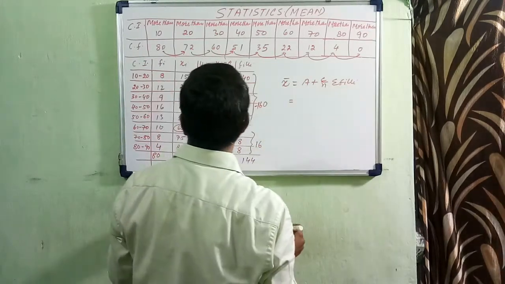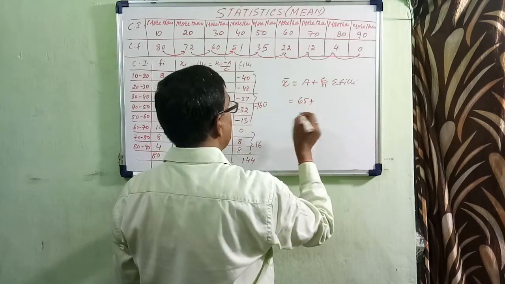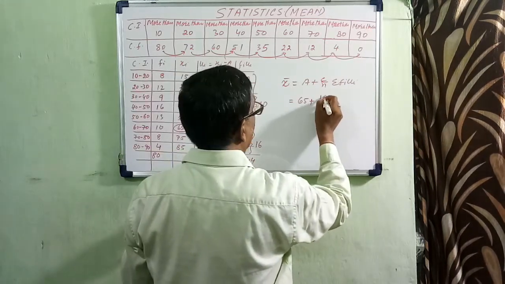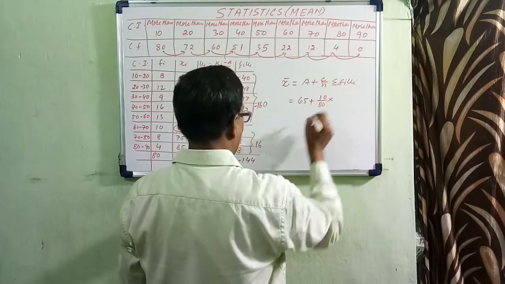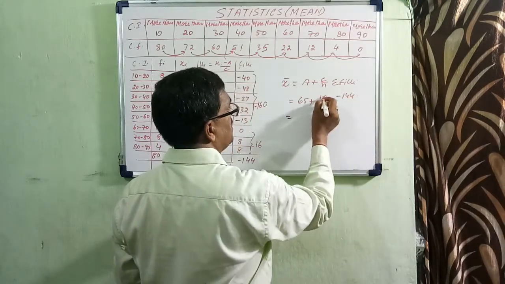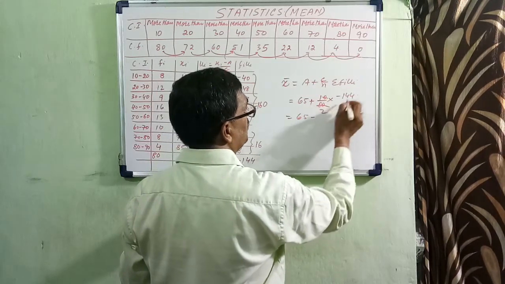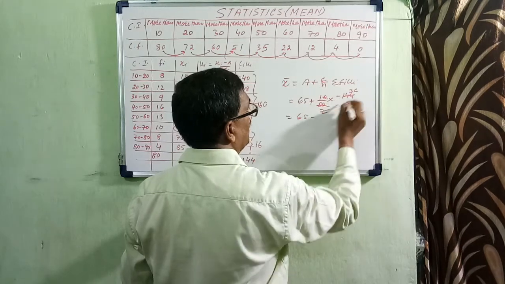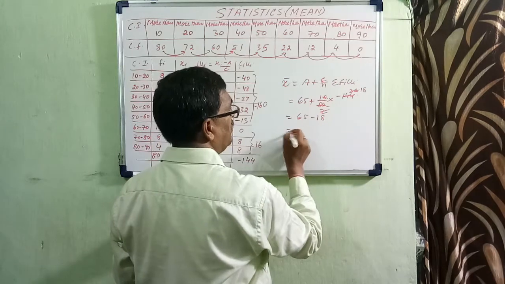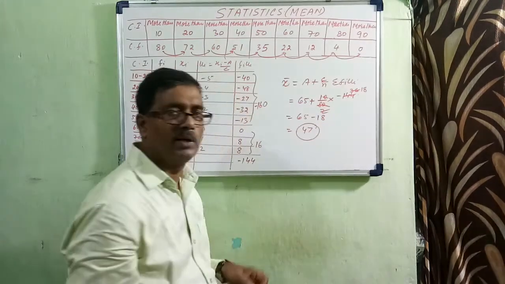A is equal to how much? You have taken 65 plus C is equal to how much? Rather it will be negative. C is equal to 10, and total is 80 into minus 144. This 0 cancels. 65 minus 18, so the answer is 47.